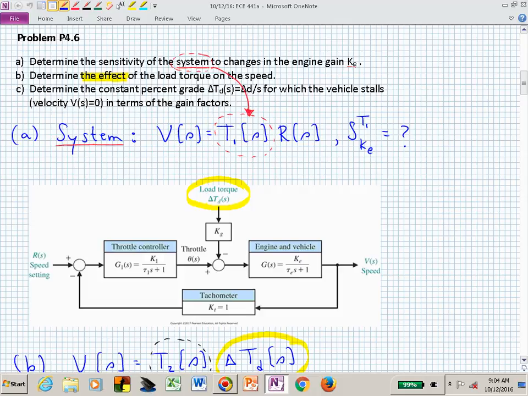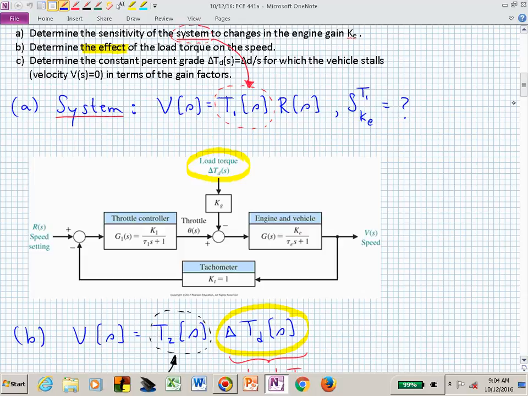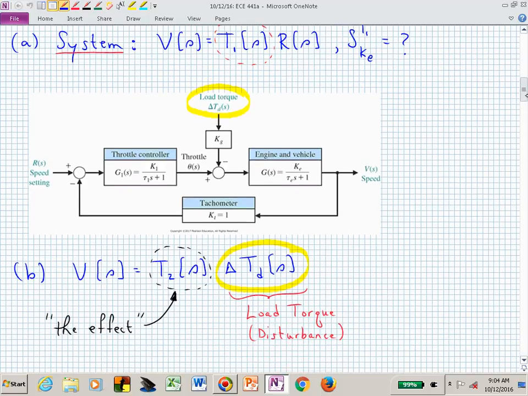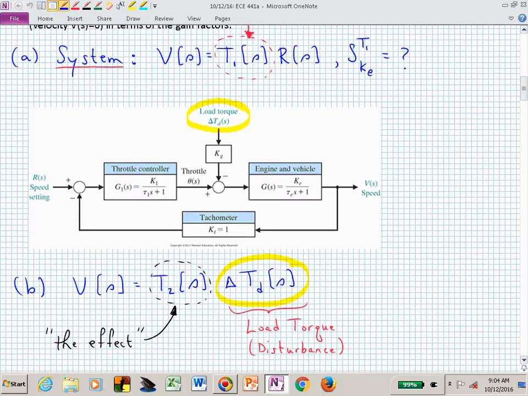The reason it's highlighted in yellow is because the next part says determine the effect. Well, by effect, let's just find the transfer function between delta T sub D and V. That's just an input. You could just view that as a disturbance D, but he's labeling it delta T sub D. That transfer function is what I'm now calling T sub 2, and that is the effect.